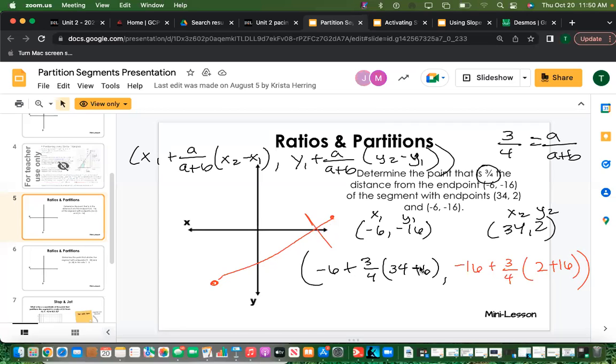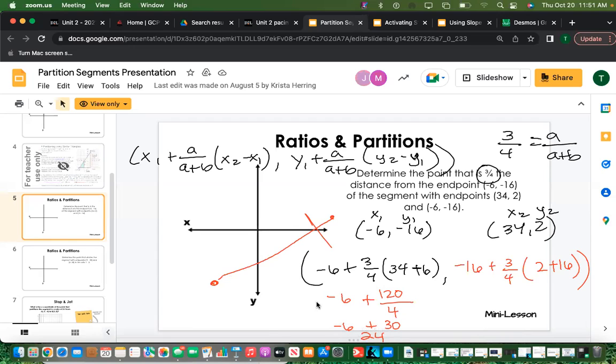Okay, so when we simplify this, we're going to get 34 plus 6, which is 40. When I take 3 and multiply by 40, I get 120, and we're going to put that over 4. What's 120 divided by 4? 30. Then what's 30 minus 6? 24. So that's going to be my x value for this entire thing.